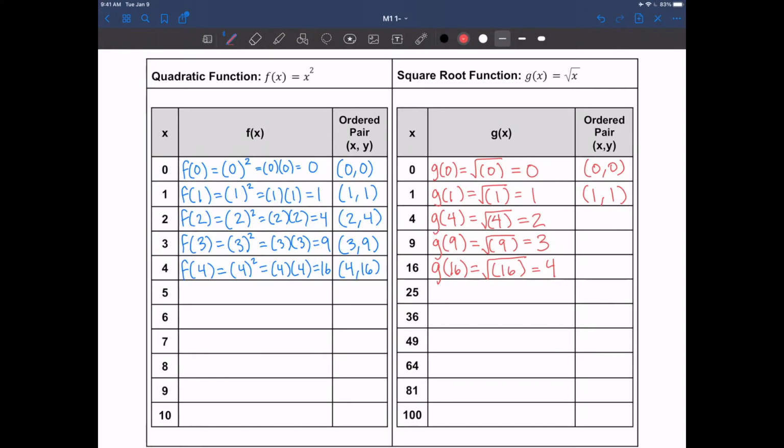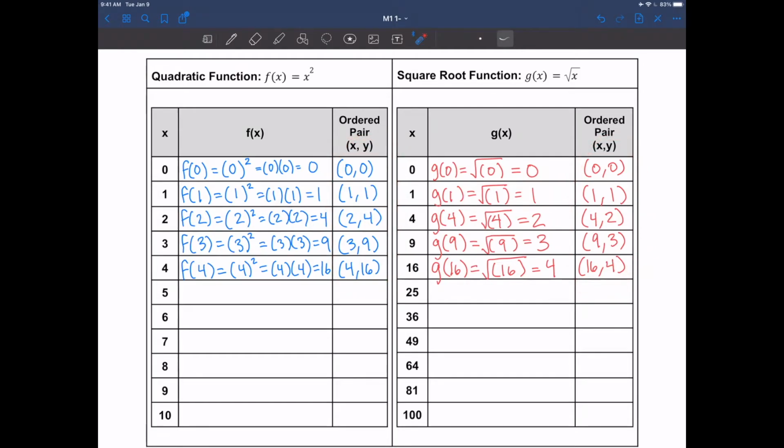Let me go ahead and write the ordered pairs here. Our input was 4, our output was 2. Our input was 9, our output was 3. Our input was 16, our output was 4. So notice that these points switch their x and y's.